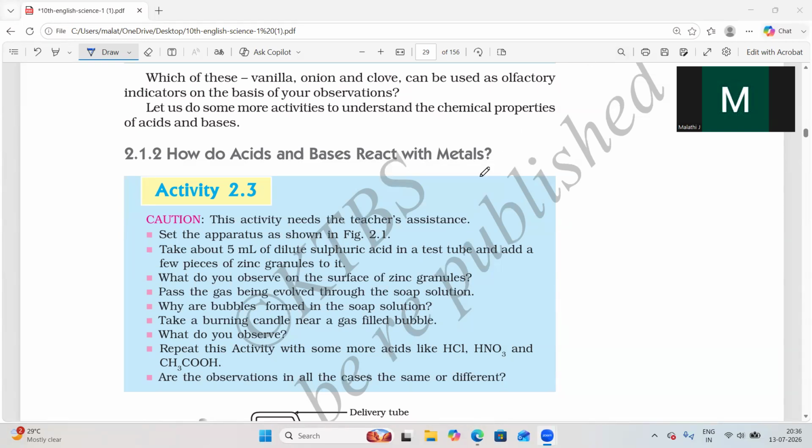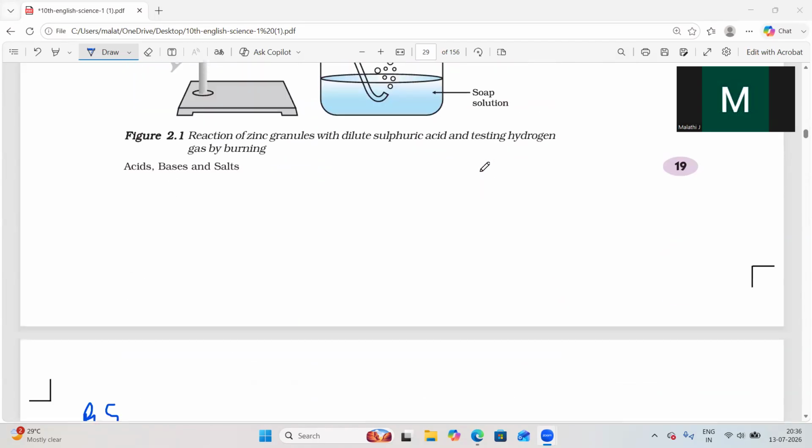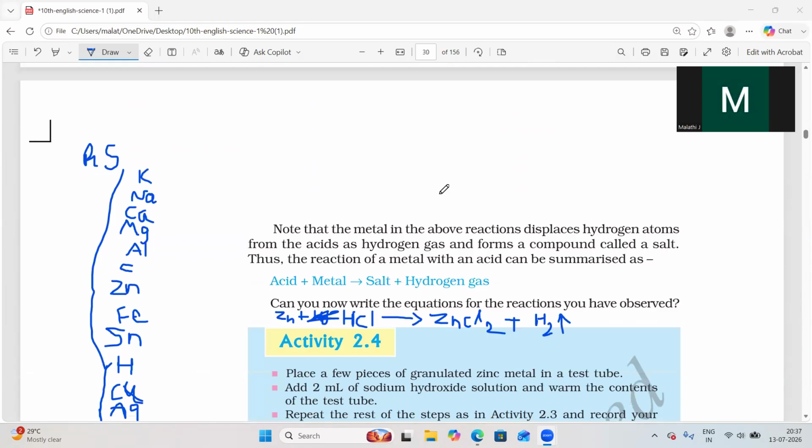What will happen when acids react with metals? We'll see this experiment later. So if metal reacts with acid, you will get salt and hydrogen gas. This is very important everywhere from an exam point of view. Whenever the acid reacts with metal, it gives salt and hydrogen gas.